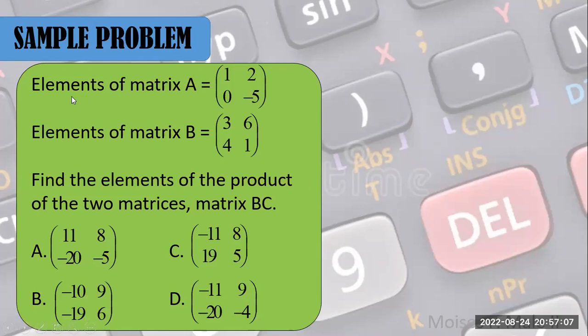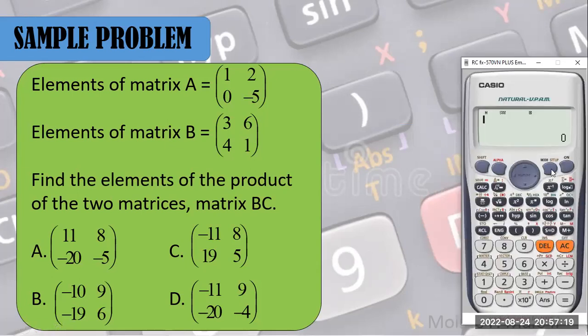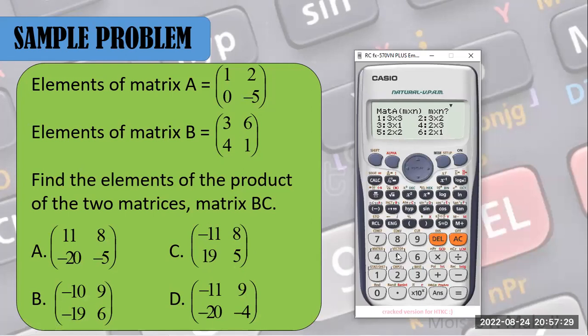Okay, so sample problem. Elements of matrix A is ito. Elements of matrix B is 3, 6, 4, 1. Find the elements of the product. Product, simple lang. Okay. So, mode matrix. Input tayo sa matrix 1. So, that is 2 by 2. No? So, 5. Okay. So, you have 1 equals 2 equals 0 equals negative 5.